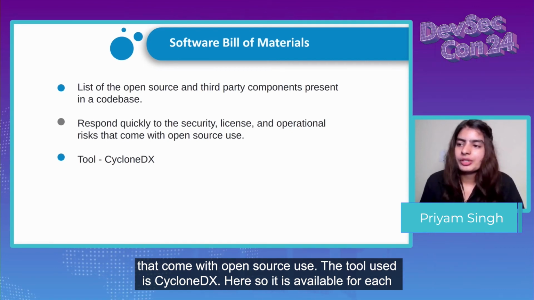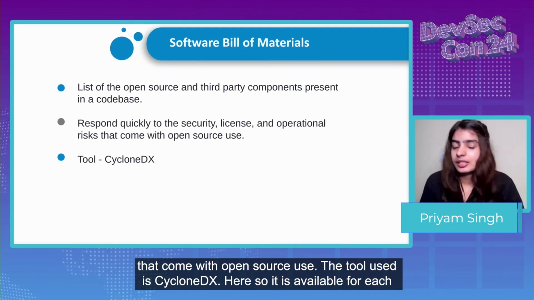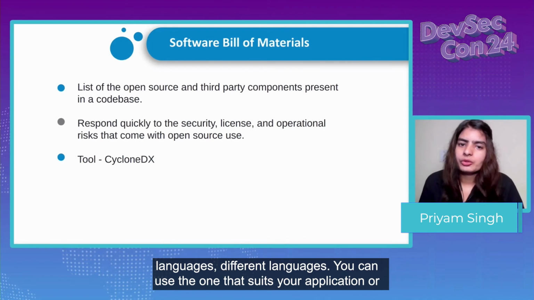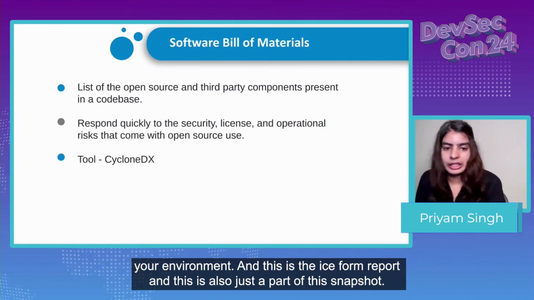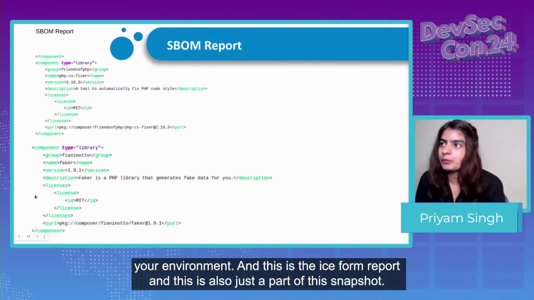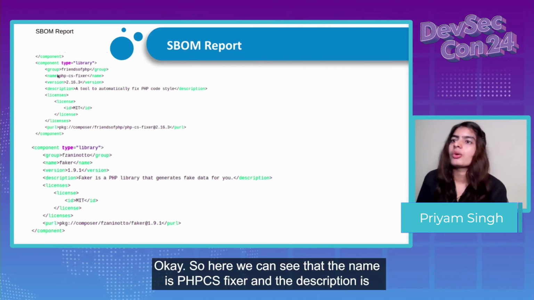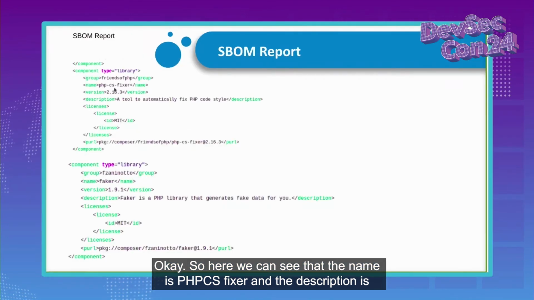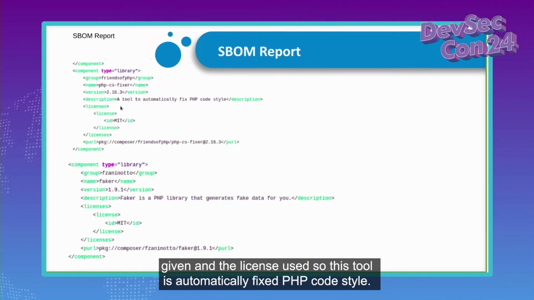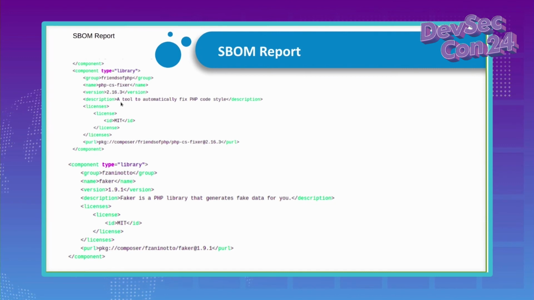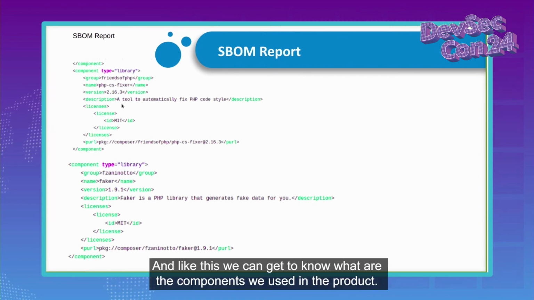The tool used is CycloneDX, so it is available for different languages. You can use the one that suits your application or your environment. And this is the SBOM report. This is also just a part of this snapshot. Here we can see that the name is PHP CS Fixer, the description is given and the license used. This tool automatically fixes PHP code style. And like this, we can get to know what components we used in the product.